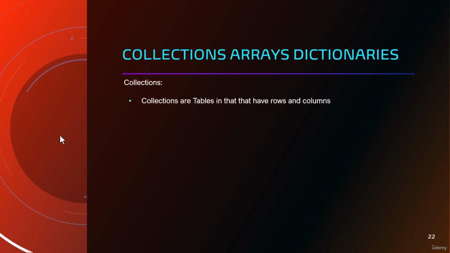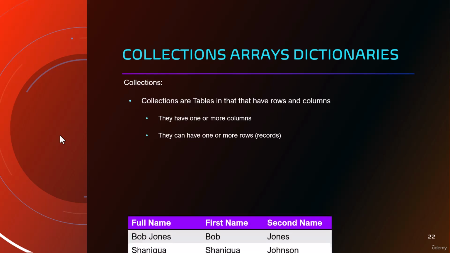So collections, I want you to think of tables. Okay, now tables have rows and they also have columns. So think of the spreadsheet, okay? And spreadsheets can have one or more columns in them. They can also have one or more rows, and you'll also hear a row referred to as a record. So that's important to remember.